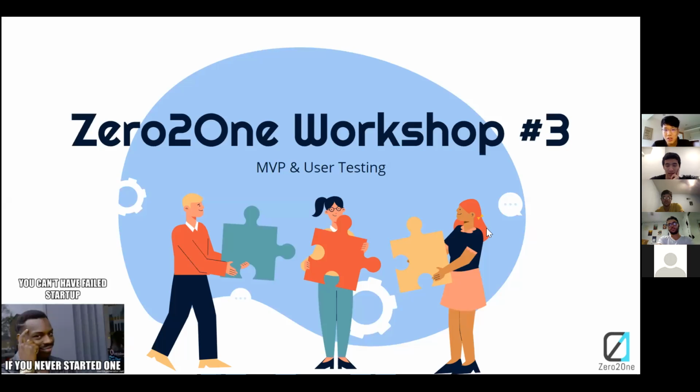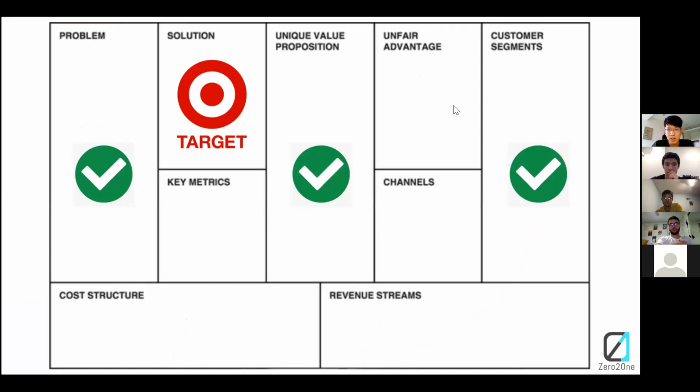Okay, so today we're going to talk about MVP and user testing. Before we dive into what an MVP is, let's look at the big picture. Last time we talked about validating whether there's a need or not, whether there's a problem or not, right? And in the first workshop, we also talked about coming up with ideas based on whether there's a problem or not, right? So there are three main things that we targeted: problem, unique value proposition, and also the customer segment, right? And this time we are going to focus on building the product, building a solution.